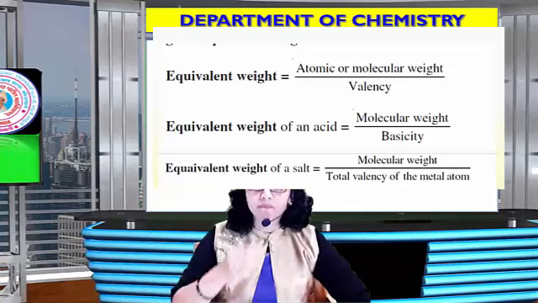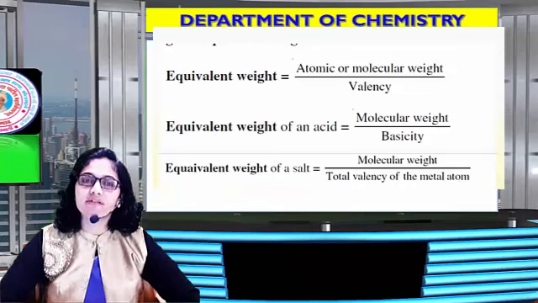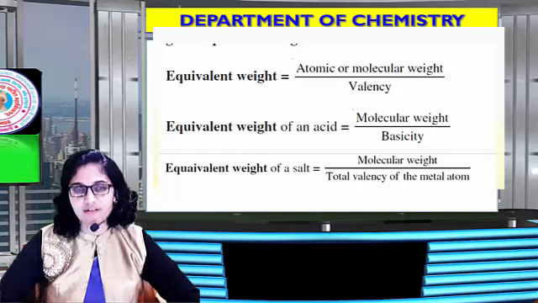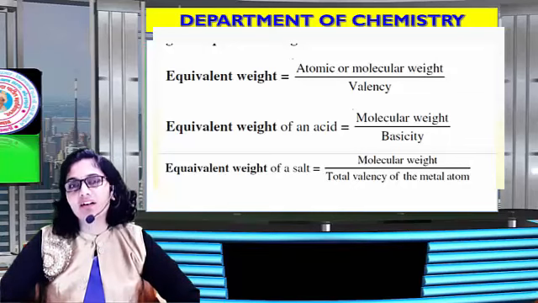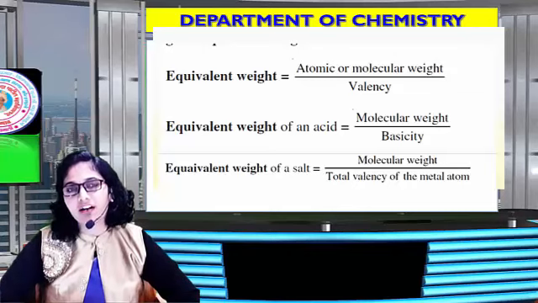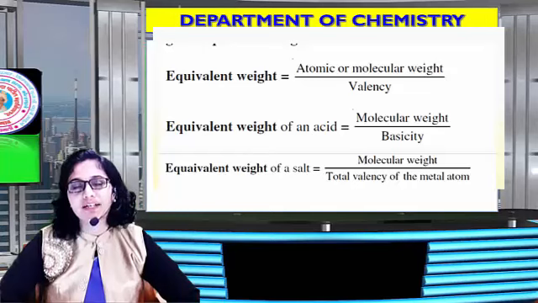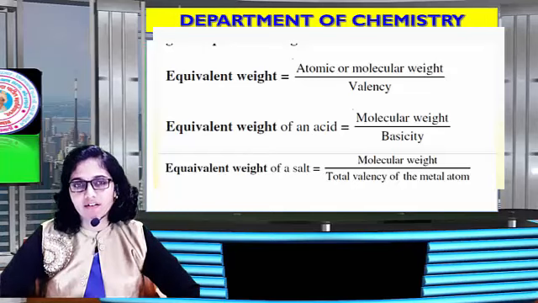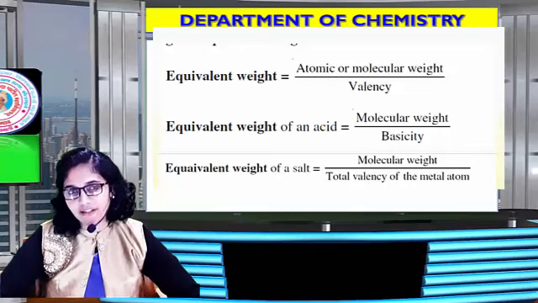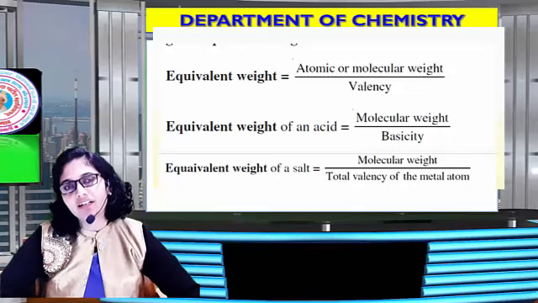So in case of an acid, for the calculation of equivalent weight, we take the ratio of molecular weight divided by basicity. In case of a base, for example NaOH, NaOH is a base and there are two ions, Na+ and OH-. That OH- ion is able to neutralize one H+ ion. Therefore the acidity of NaOH is 1. So the equivalent weight of NaOH is the molecular weight of NaOH divided by its acidity.